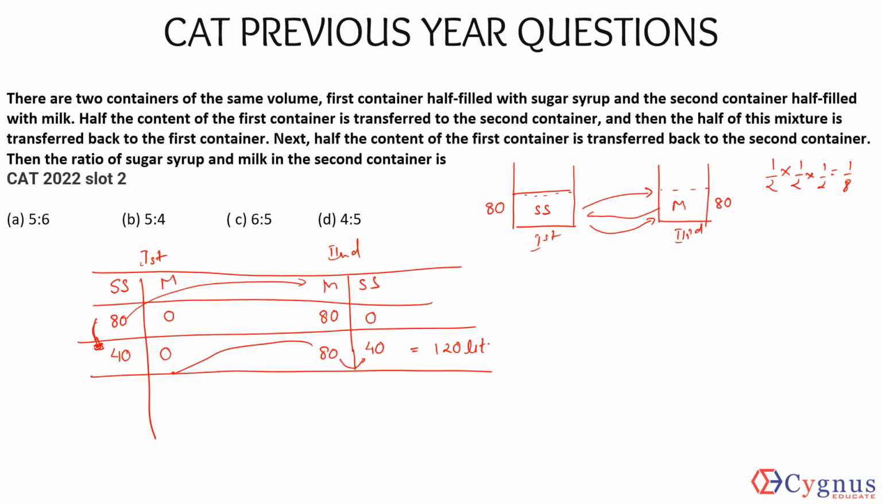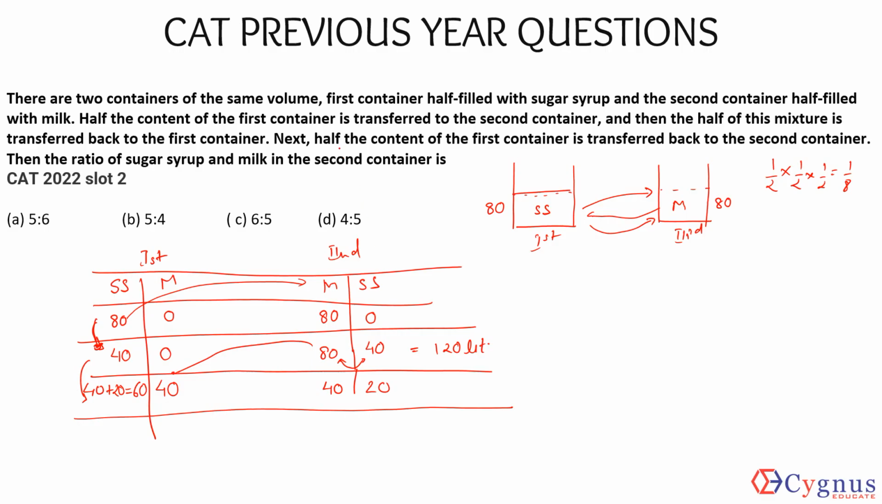Now look at the ratio here. Milk and sugar syrup are in the ratio of 2 to 1. So out of that 60, again, the ratio of milk and sugar syrup will be 2 to 1. So in those 60 liters, I'm going to transfer 40 liters of milk here and the remaining 20 will be sugar syrup. So now, after the second transfer, the first container will have 60 liters of sugar syrup and 40 liters of milk. And here, I'll be left with 40 liters of milk and 20 liters of sugar syrup after the second transfer.